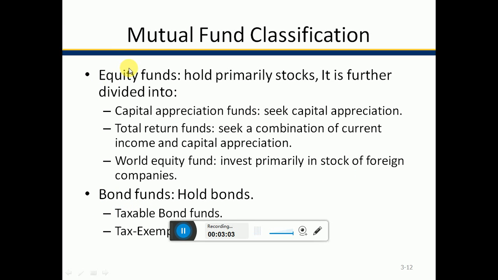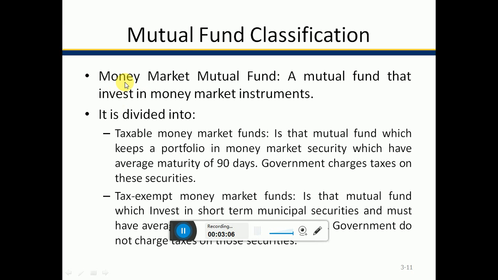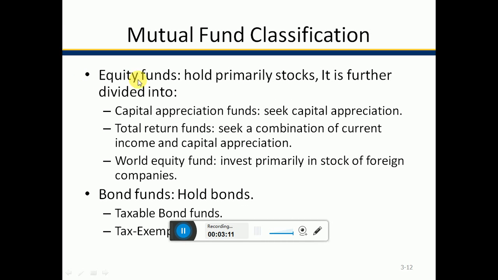Then the third type of mutual funds: we discussed money market mutual funds, and the second one is equity funds. The third type is called bond funds, which hold bonds. These are those open-end investment companies which are only investing in bonds. They are not investing in stocks. It is further divided into two: one is taxable bond funds and one is tax exempt bond funds.